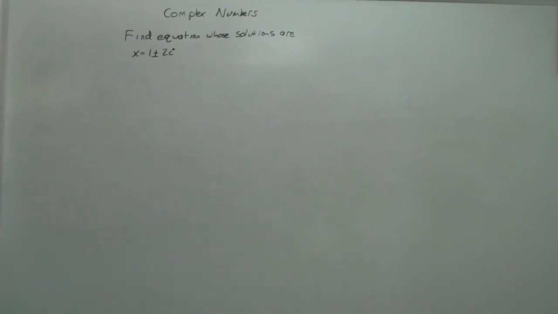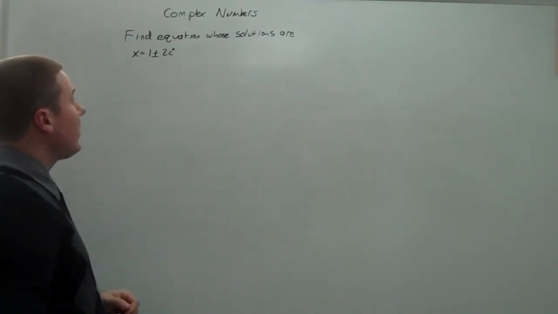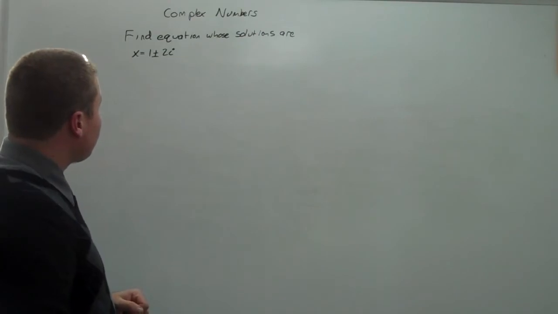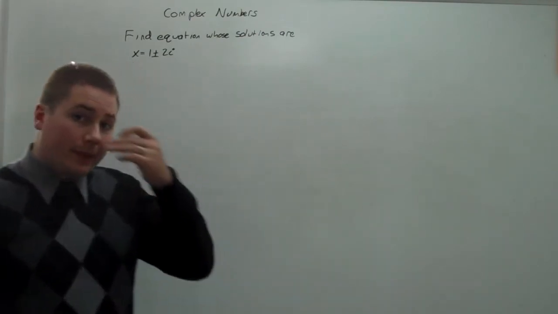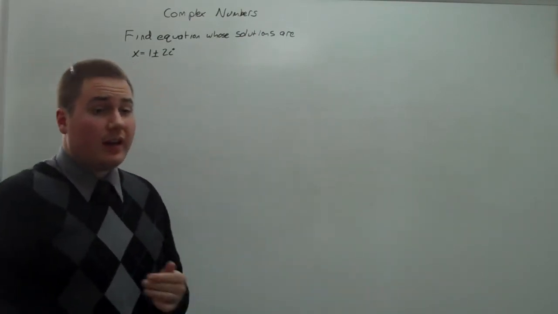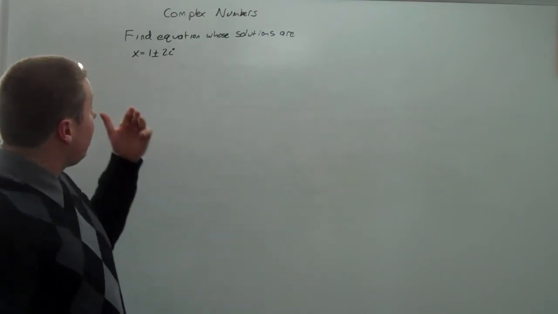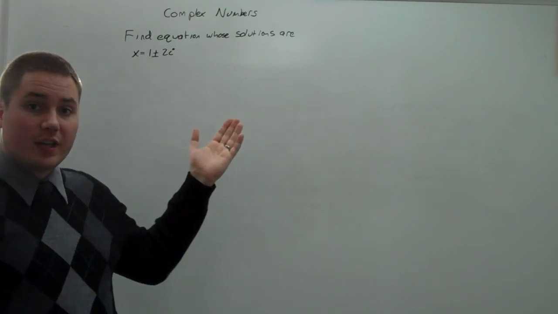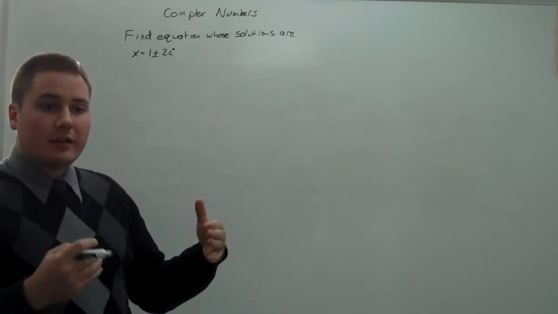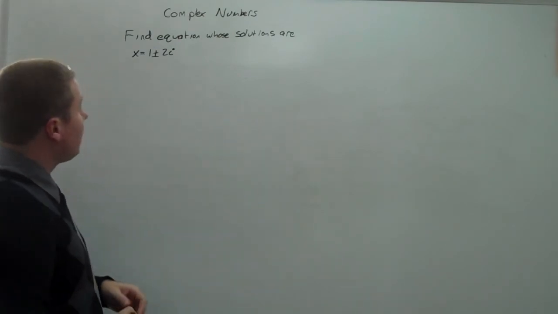Alright, for our next problem on complex numbers, we're going to find an equation whose solutions are 1 plus or minus 2i. Now, the smallest such equation would be a second degree. That is, it has two solutions. And it makes sense that they are complex conjugates because complex conjugate roots are always in pairs.